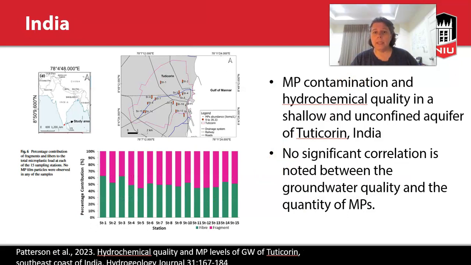Another project was done in India. They linked together some of the hydrogeochemical processes; they actually tested pH and conductivity of the water to see if there was a correlation. If it's easy for you to measure conductivity, could you figure out the microplastics also, or is there some link? They sampled a whole bunch of wells in India, and they found no significant correlation between water quality parameters and the quantity of microplastics. So they were finding them.